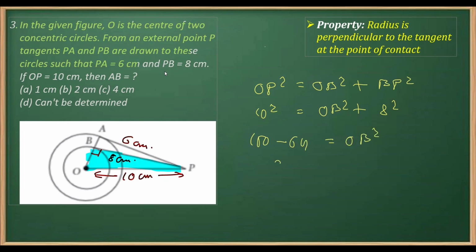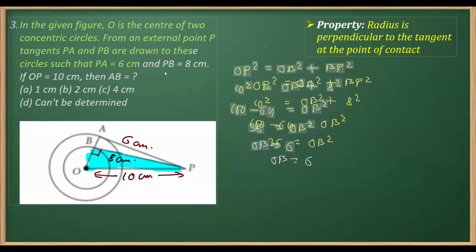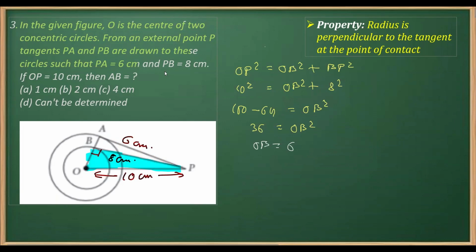So OB squared is 36. That means OB is under root 36, which is 6. So we got the length of OB here, and as I said, it's going to help us determine the length of AB. Let's figure out how. Next we are going to consider another right angle triangle, this one, for the same reason that the radius is perpendicular to the tangent at the point of contact.